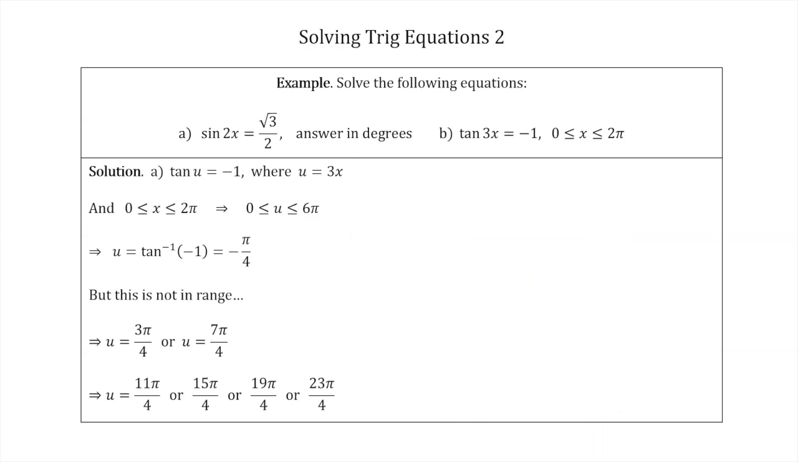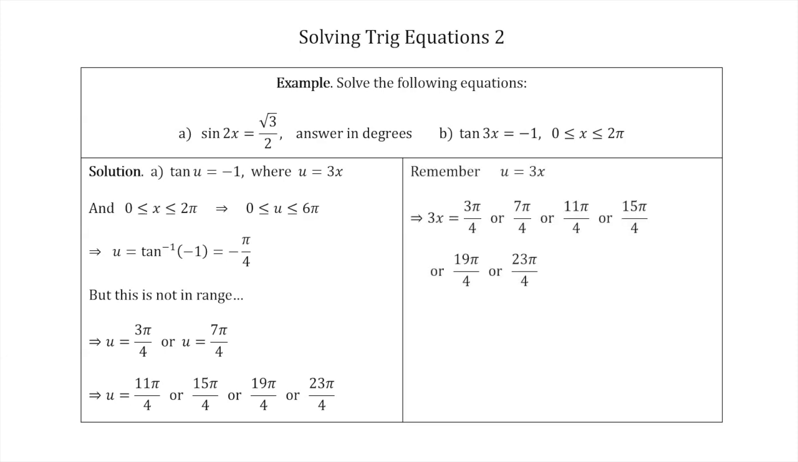So let's clear this graph. And I want to finish this question by noting that these are the solutions for u. But u is equal to 3x. So these are actually all equal to 3x. So 3 times x can be any of these numbers, then we have to divide all these numbers by 3 to get what x is. That's pretty easy because they all have 4 in the denominator. If we divide by 3, we'll just get 3 times 4 in the denominator, which is 12.